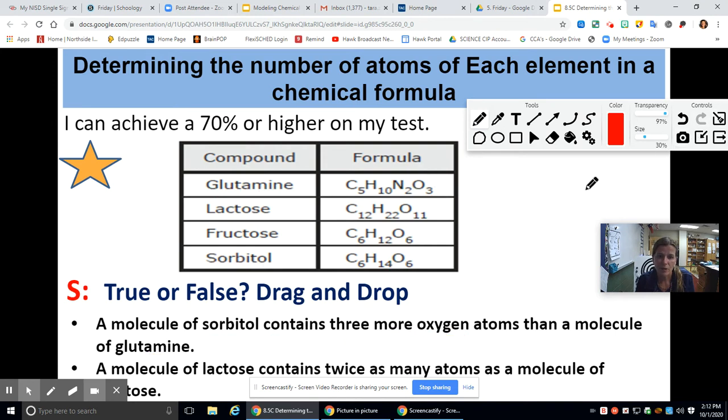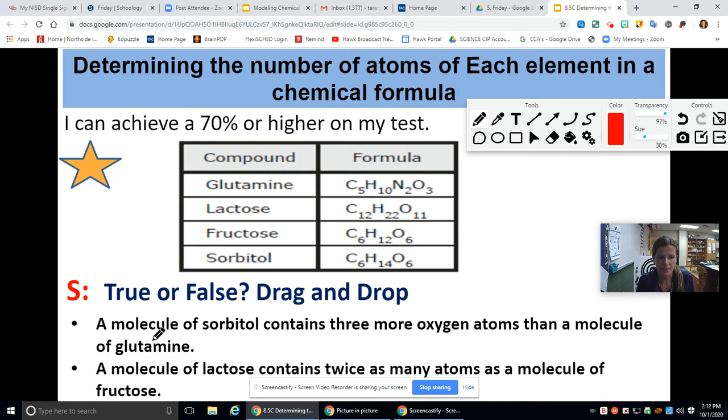What might throw you off here is the word molecule. So here in front of these chemical formulas, you're looking at one molecule. There is no coefficient written in front of this chemical formula, so you just assume it's just one molecule, that one that you're looking at. Let's go to our second question.